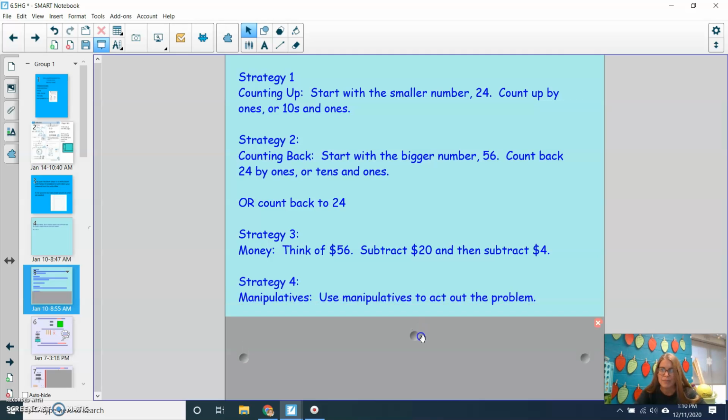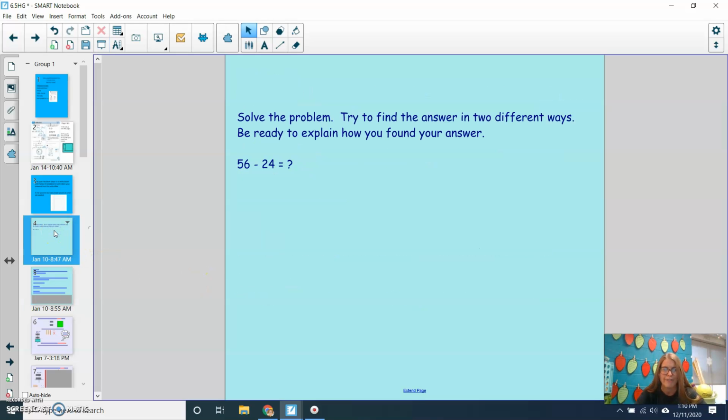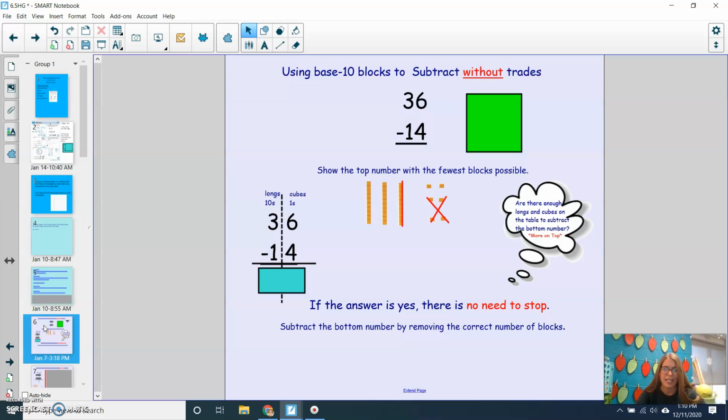And the last thing is sometimes we might use counters or manipulatives to work out a problem. But either way, we should have figured out that 56 minus 24 equals 32. So today we're going to take a look at some ways using base 10 blocks.